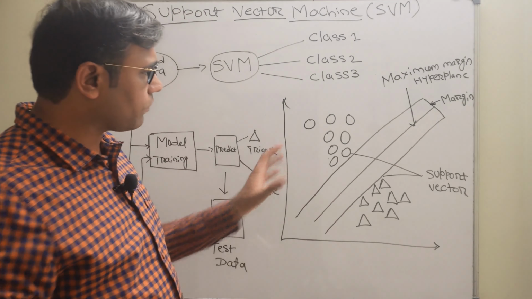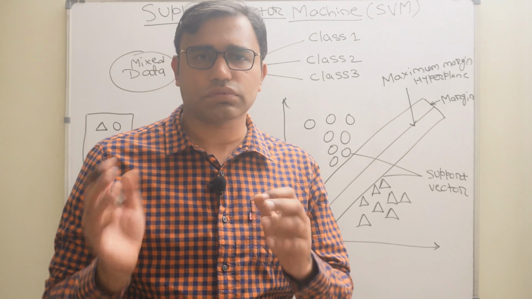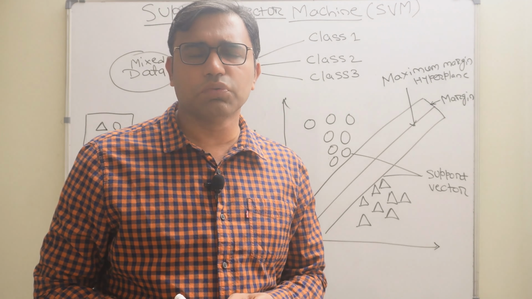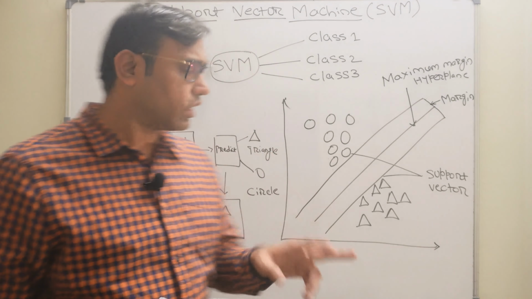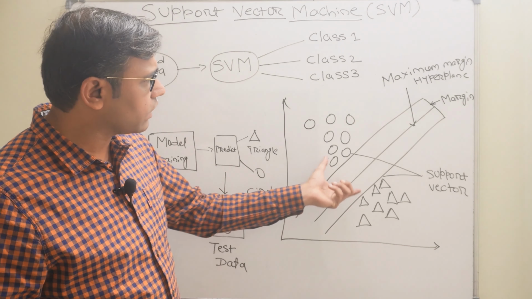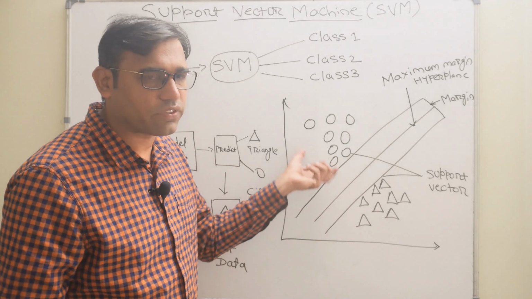So what is SVM? SVM creates the hyperplane between the classes. Now what is a hyperplane? It is the decision boundary which separates the two classes. Here you will find there are two classes, circle and triangle, and the hyperplane or decision boundary is created between these two classes.